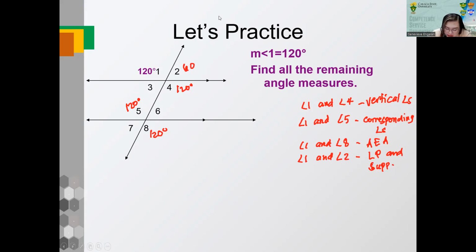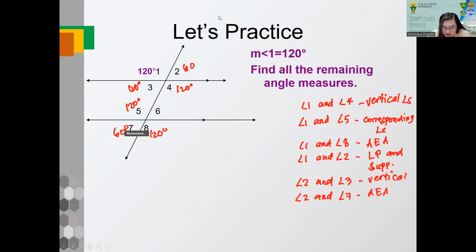So kinsa pagid ang 60? Si 3. Unsa man, nganong 60 man si 3? Vertical angles. Okay, vertical angles sila. Kinsa pagyod? 6 o 7. 7. Nganong 60 man pud si 7? Alternate exterior angles. So 60 po ni siya. Kinsa na lang ang wala?